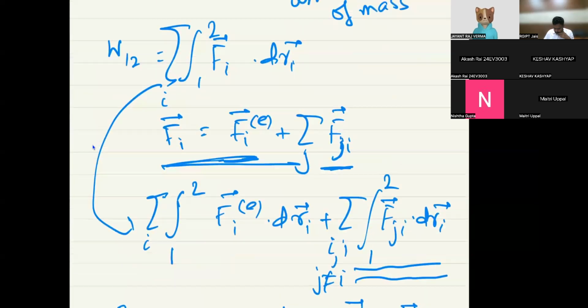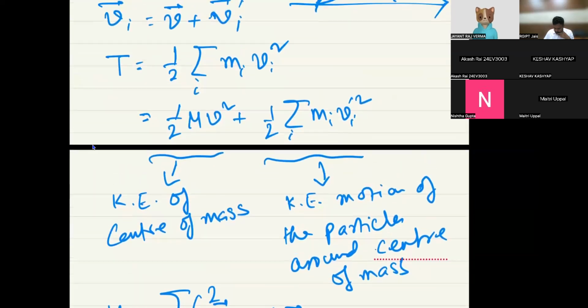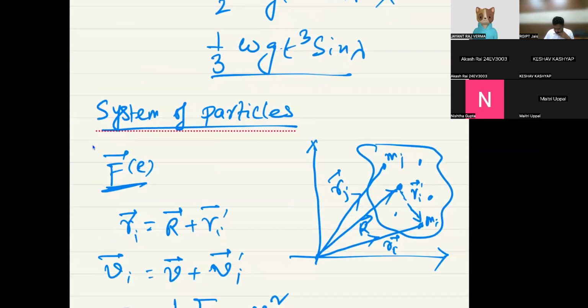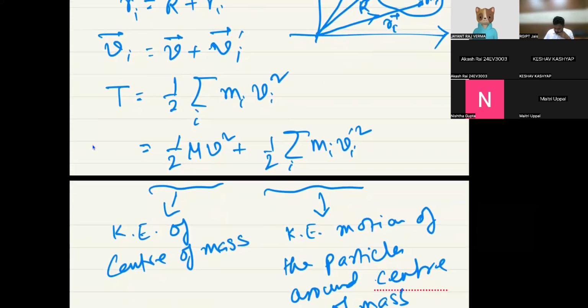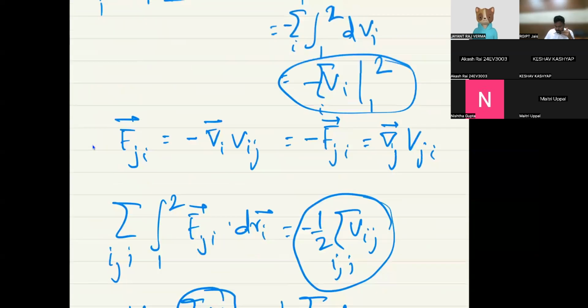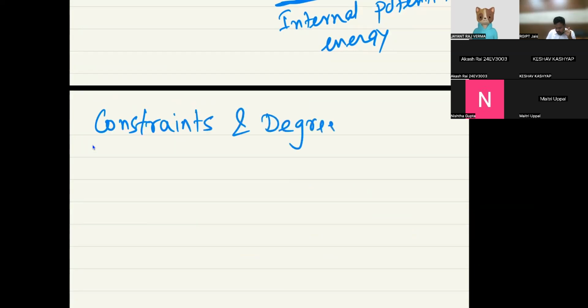Okay, we'll move on to the next topic of degrees of freedom and the constants of motion. So we'll move to constraints and degrees of freedom.